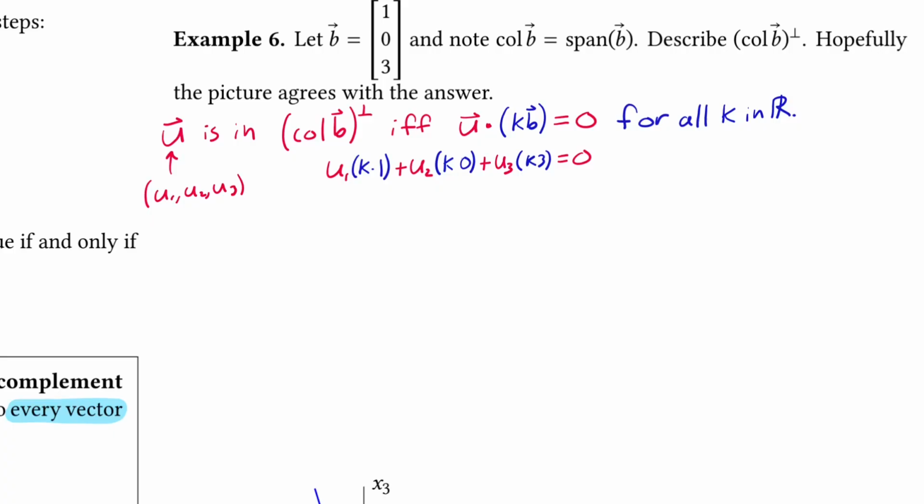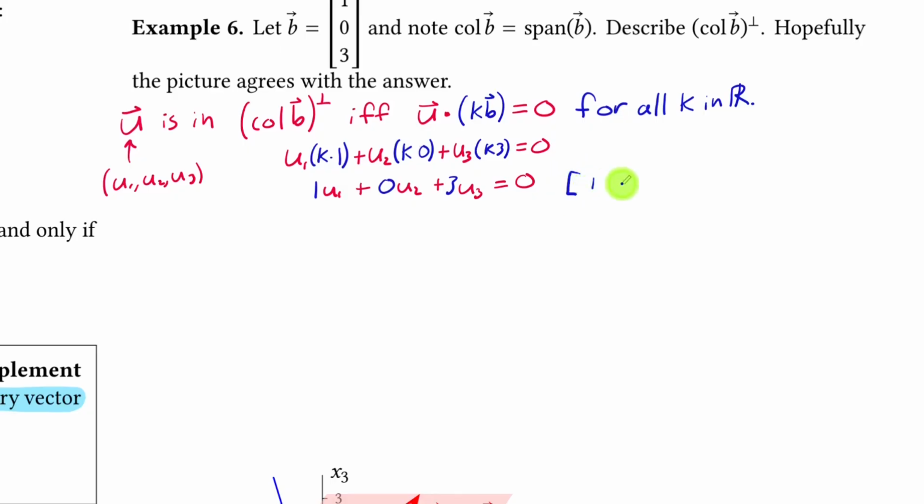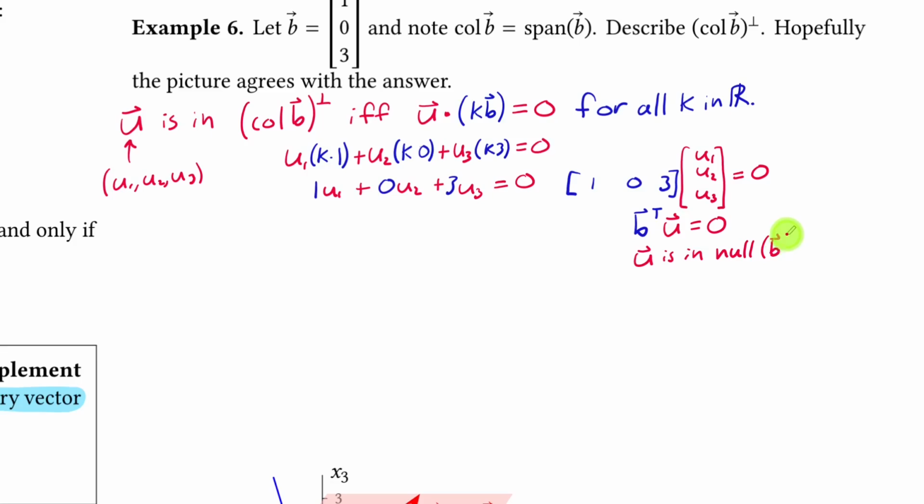And again, you can scale everything by 1 over k, like so. And at this point, I want to notice that what we're doing here is taking (1, 0, 3) times the vector (u1, u2, u3) and getting 0, or in other words, B transpose times u equals 0, or in other words, we're saying u is in the null space of B transpose. u is a vector that you can multiply by B transpose and get 0.